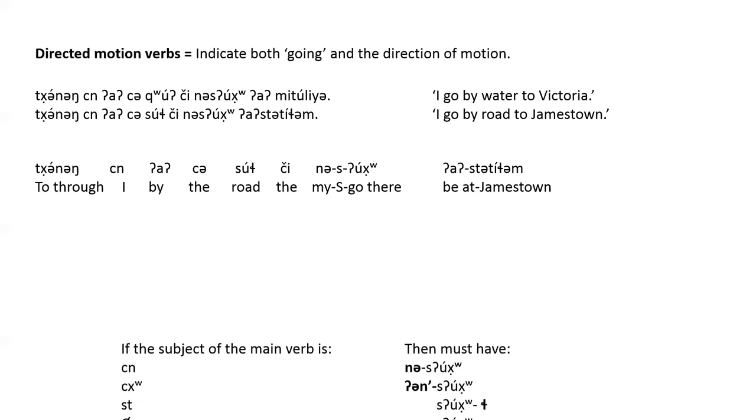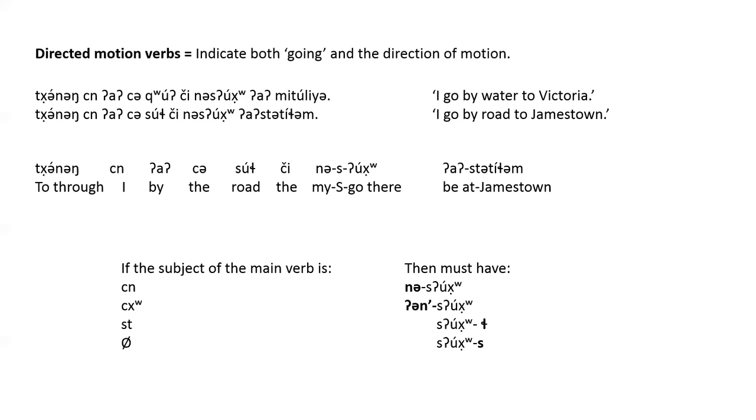There's a chart to make it clear. The actual place name, in this case Jamestown, must be preceded by the prefix a, meaning be at. A literal translation of the last part of the sentence would be my going there to be at Jamestown. And a literal translation of the whole sentence would be, my going there to be in Jamestown was by way of the road. This last part of the sentence does not stand alone. It must be preceded by a clause with tchaning as the main verb. This is the pattern for specifying a route and a destination.